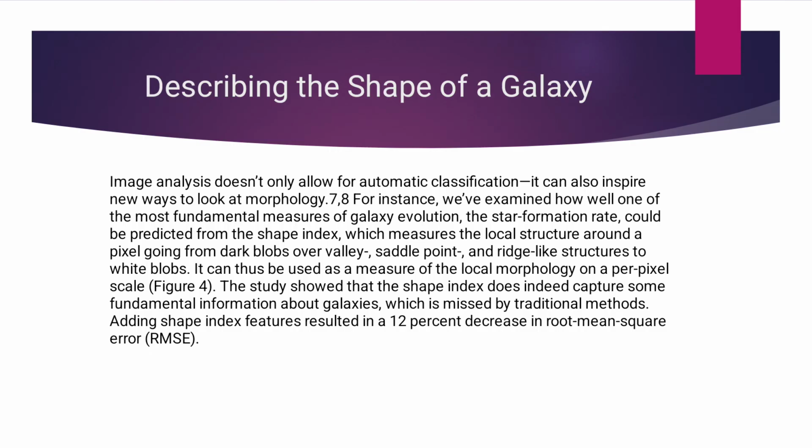Describing the shape of a galaxy. Image analysis doesn't only allow for automatic classification, it can also inspire new ways to look at morphology. For instance, we have examined how well one of the most fundamental features of galaxy evolution, the star formation rate, could be predicted from the shape index, which measures the local structure at each pixel, going from dark blobs over valley, saddle point, and ridge like structures to white blobs. It can thus be used as a measure of the local morphology on a per pixel scale.